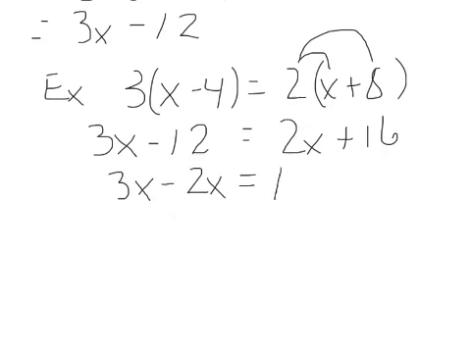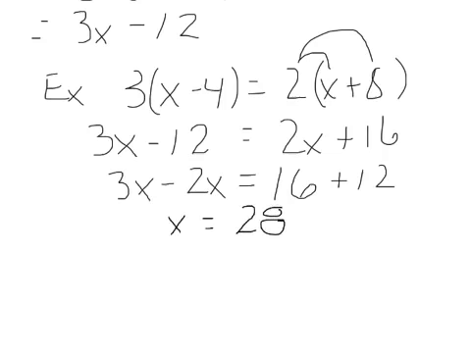My 16 was always on the right side of the equal sign, so we're going to write that first, and then I'm going to add 12 to it, because the opposite operation of subtraction is addition. 3 minus 2 leaves us with just 1x. 16 plus 12 equals 28.